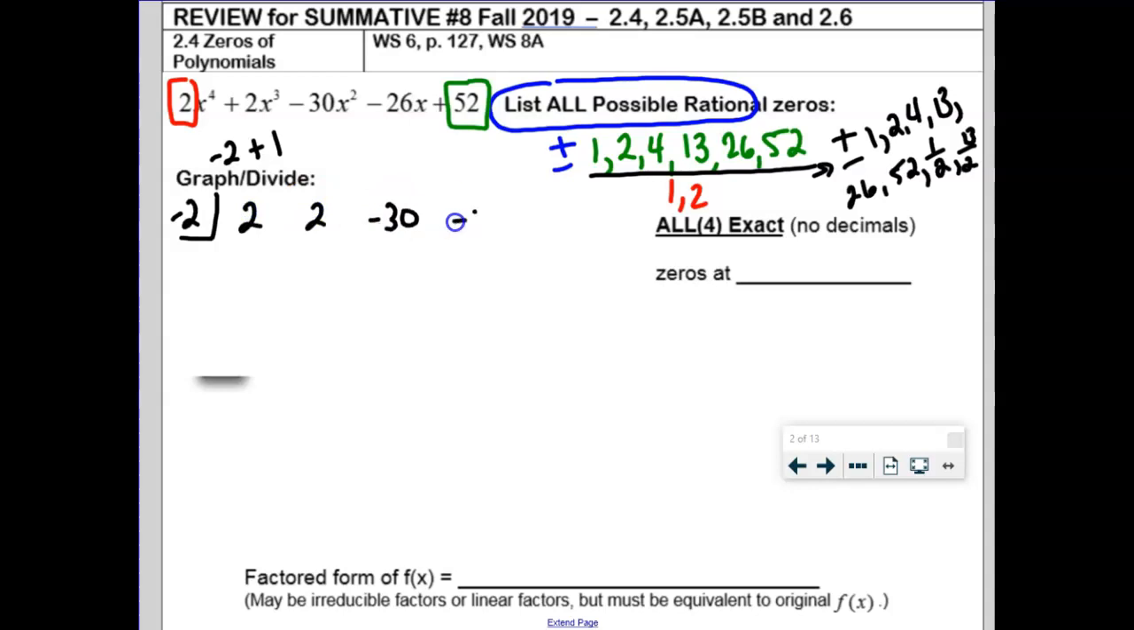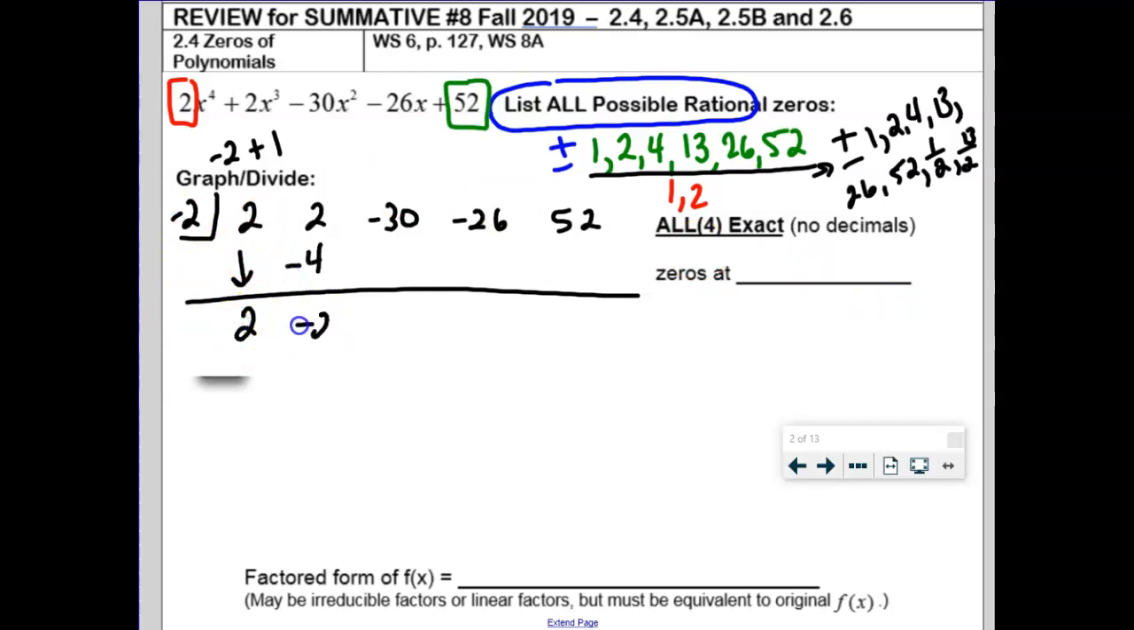Oh, it's a long one. Oh, boy. Negative 26 and 52. Now, unless you lied to me, what should my remainder be? Should be a 0. All right, let's see. That's a 4. Negative 26. That's a 52. So that's a 26, and that is a negative 52, which does indeed give me a 0 remainder. Nice job, guys. All right, use your smaller depressed polynomial coefficients and do it again.